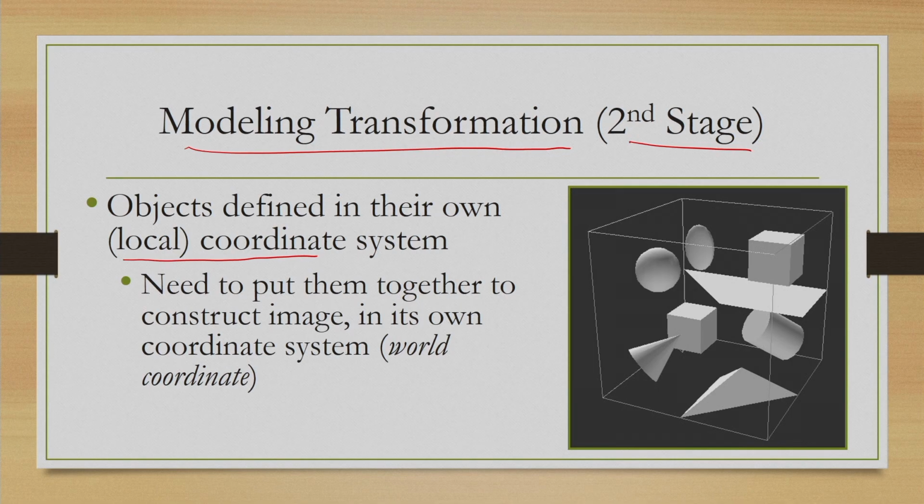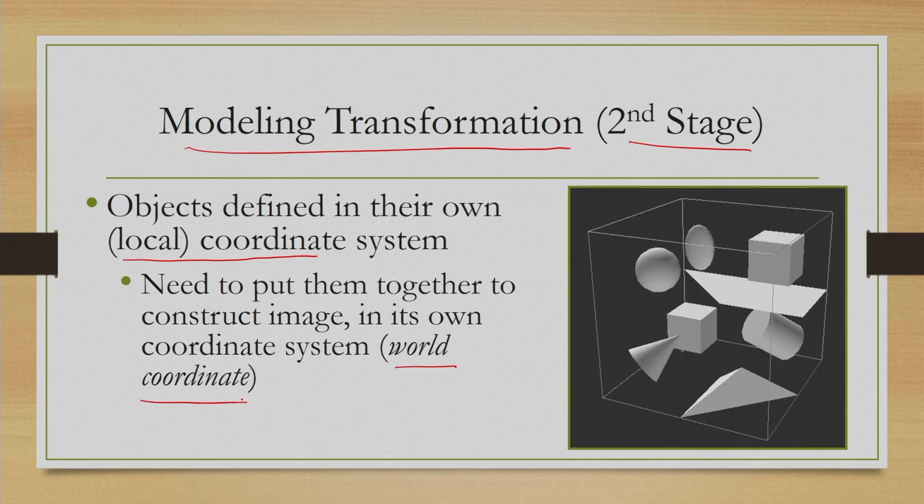Now, multiple objects are put together to create a scene. So, each object is defined in its own or local coordinate system, and when we are combining them, we are essentially trying to combine these different reference frames. By combining those different objects, we are creating a new ensemble of objects in a new reference frame, which typically is called the world coordinate system.